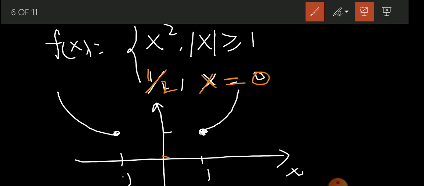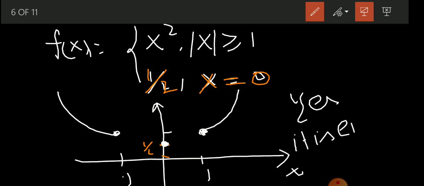So at x equal to 0, what do we get? 1 by 2, this point is there. This point is also 1 by 2, which means this is also part of this graph. Okay, this 1 by 2. So is this an even function? What will the answer be? Yes, it is an even function.